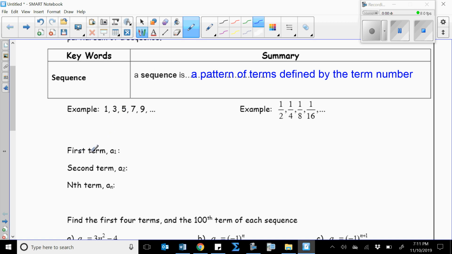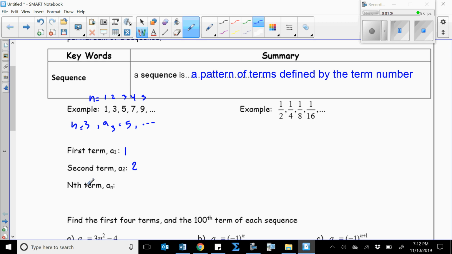So here I can call the first term A1. I'm going to put a variable here, n, which is the counter of these terms, or the term number. So n is 1, 2, 3, 4, 5, and so on. When n is 1, A1 is 1. When n is 2, A2 is equal to 3. When n is 3, we have A3 as the third term, which is equal to 5, and so on.